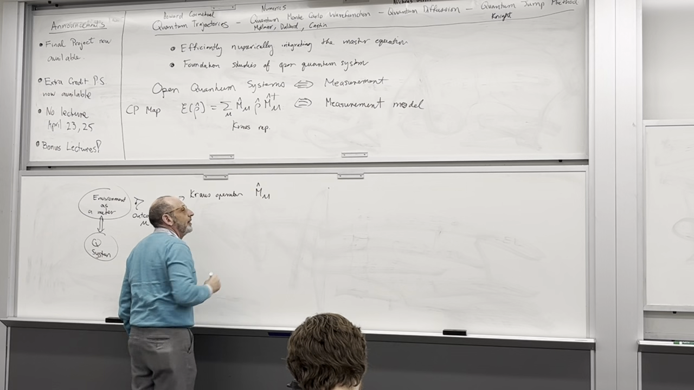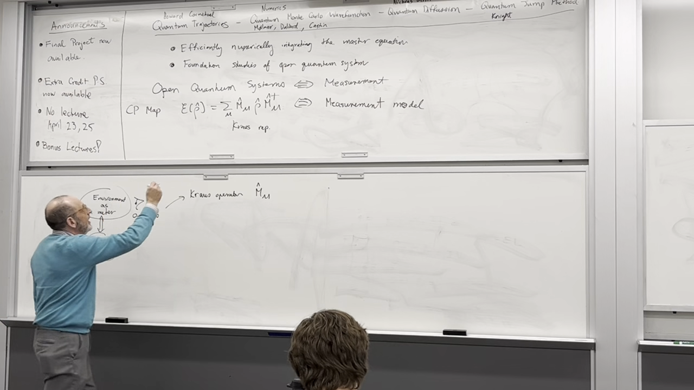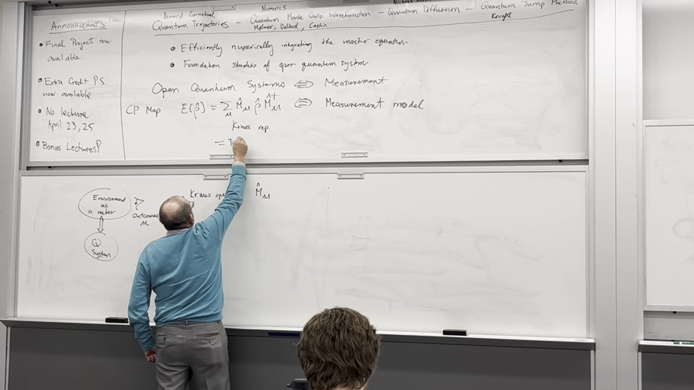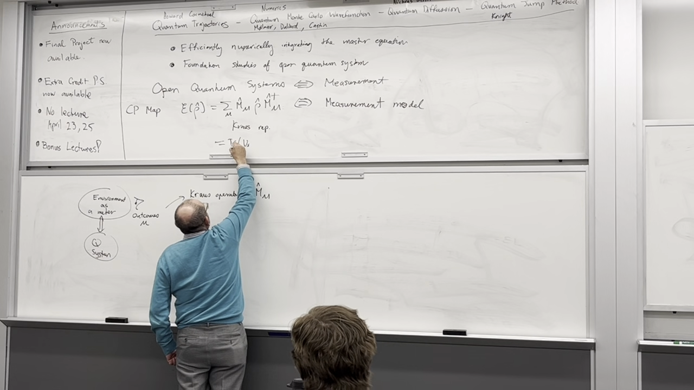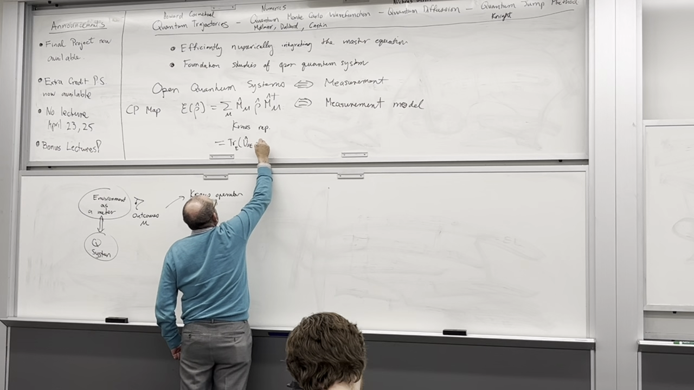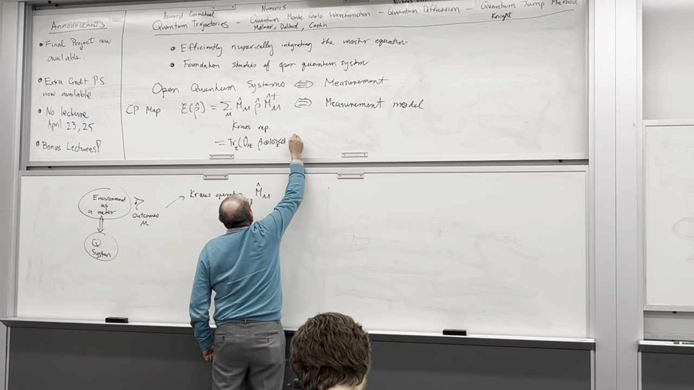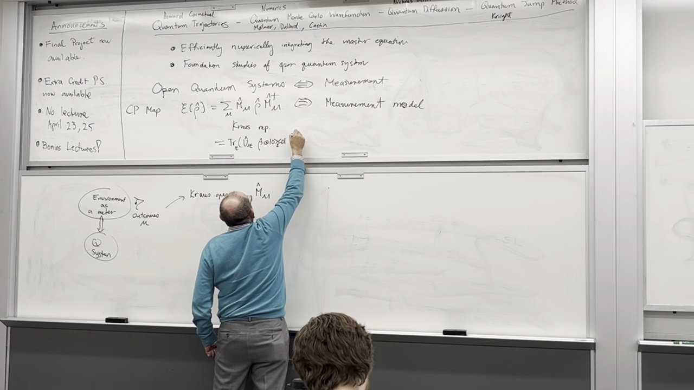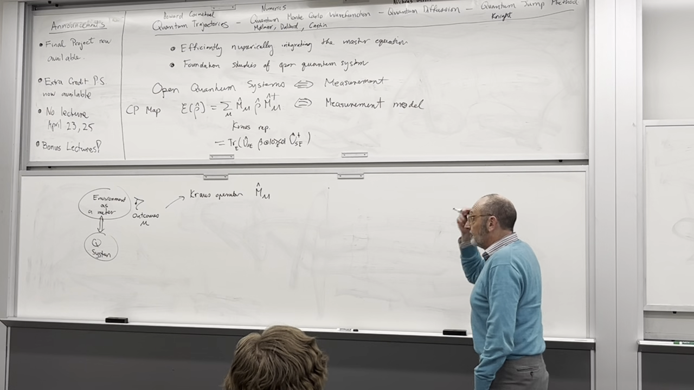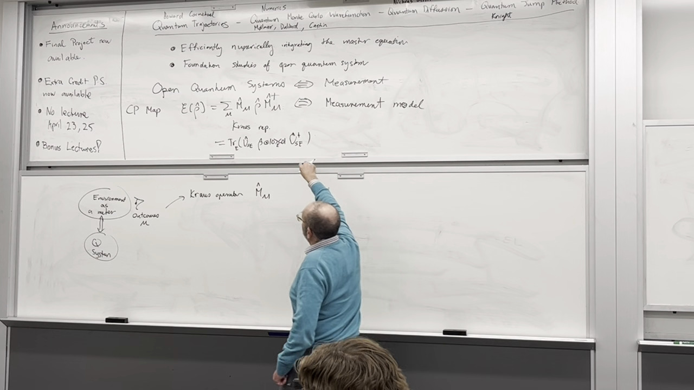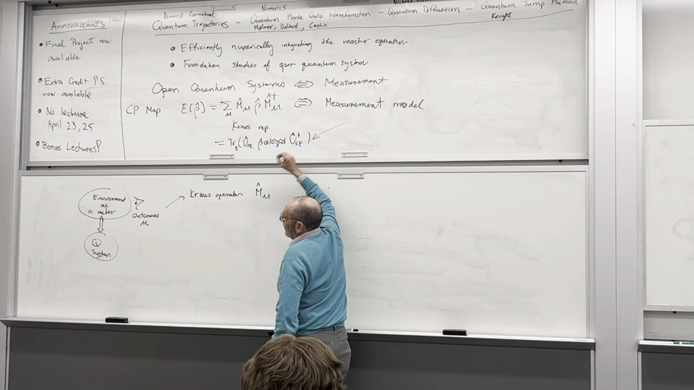The Krauss operator can be thought of as coming from the CP map by tracing out the environment, where we have some fiducial state of the environment that has interacted in some unitary way, typically entangling the system and the environment. So this is the definition of the CP map from the point of view of the measurement model.